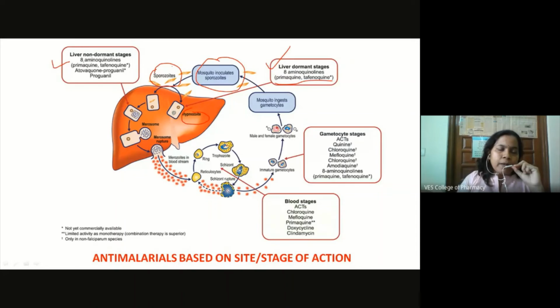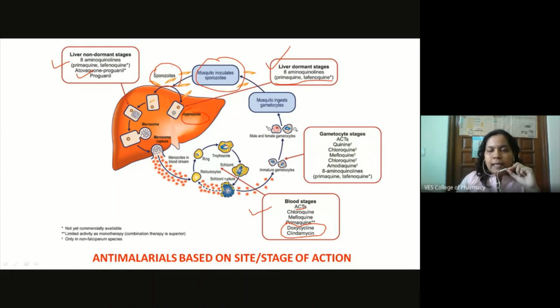And then for the converting forms of the sporozoites, we can have either an 8-aminoquinoline, that is primaquine, as well as the combination of atovaquone and proguanil. This can also be used here. Then at the erythrocytic stage or blood stage of the merozoites, it is the artemisinin combination therapy, that is ACT, which is used, as well as chloroquine, mefloquine, and primaquine. Chloroquine belongs to the 4-aminoquinoline class, mefloquine to the quinoline methanol class, and primaquine is again an 8-aminoquinoline. As well as doxycycline and clindamycin; these antibiotics are also used in the erythrocytic stages.